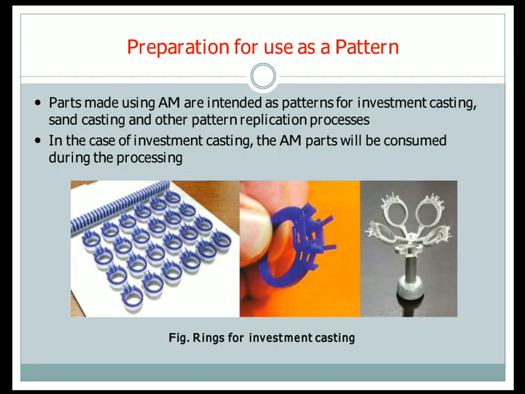So next, preparation for use as a pattern. Parts made using additive manufacturing are integrated as patterns for investment casting, sand casting, and other pattern replication processes. The 3D components manufactured by AM techniques are also used as patterns to prepare metallic components. A pattern is used for creating a mold or die. If we pour molten metal into that pattern, we will get the shape of the pattern in the metal when it cools.